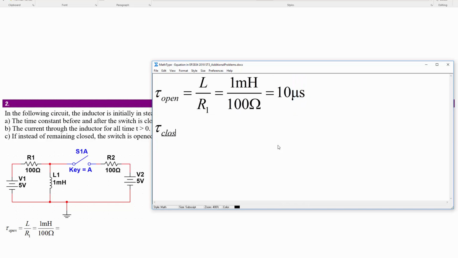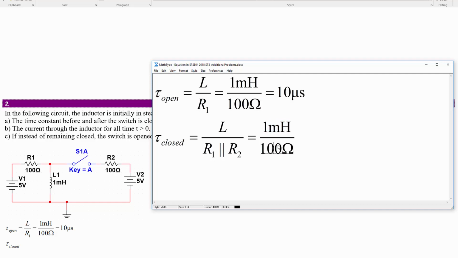And tau, when it's closed, would be L over R1 in parallel with R2, which is going to be 1 millihenry over 100 ohm, but then in parallel with another 100 ohm is going to be 50 ohms. So that should be 20 microseconds.